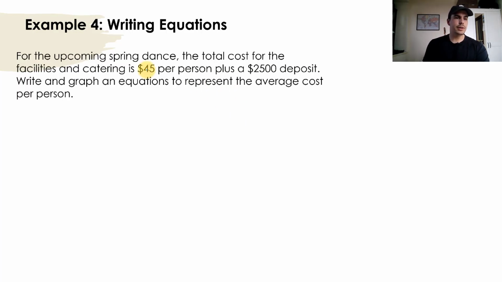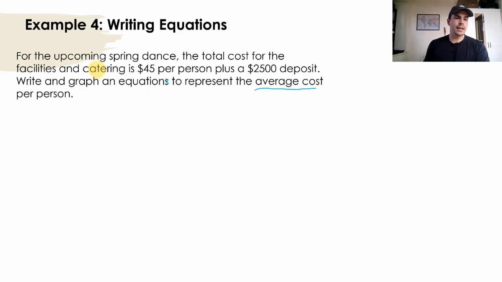Okay, last example, we're going to write some equations from some real-world situations. So we've got our upcoming spring dance. The total cost for the facilities and catering is going to be $45 per person. And then we have this deposit of $2,500. So we want to write and graph an equation, just one equation, to represent the average cost per person.